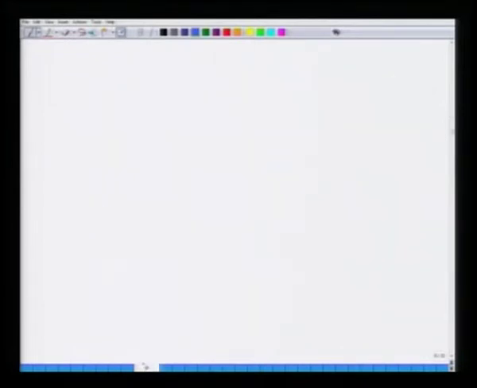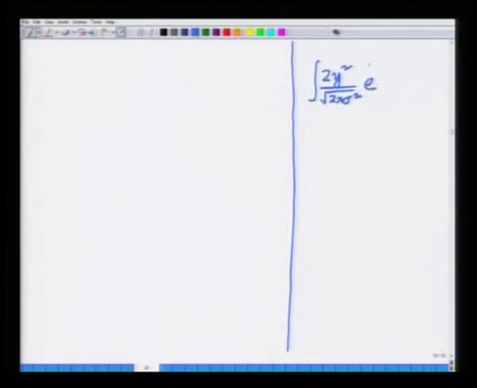Let me use the following relation for that. Let me write the relation down over here. Now, consider this integral, which is essentially 2y square over square root of 2 pi sigma square, e power minus y square by 2 sigma square, between the limits 0 to infinity.